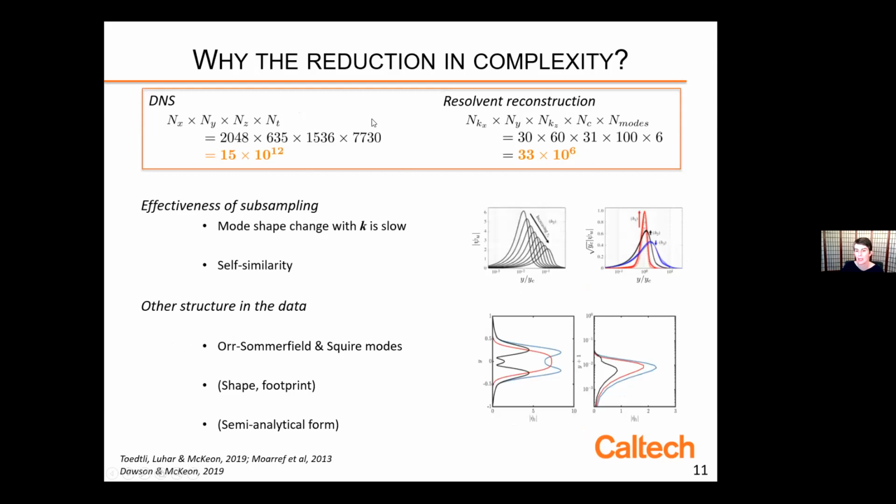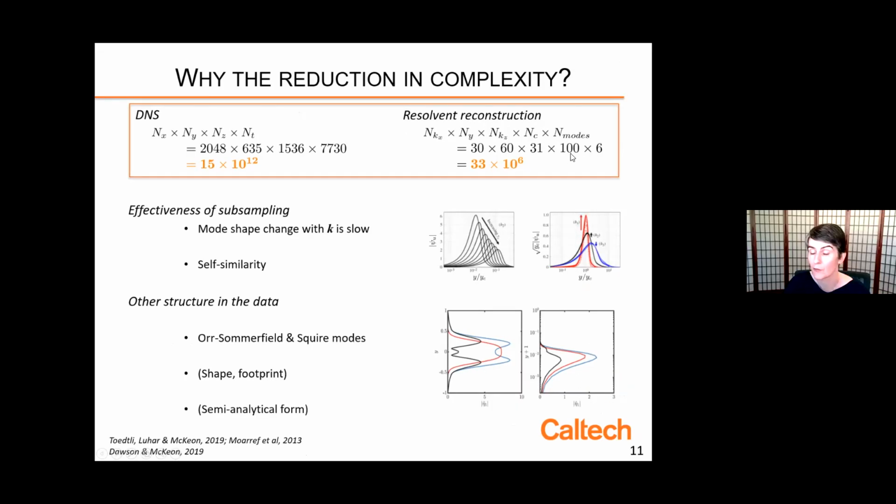Here are those numbers again, just put up at the top. So let's take a look. First of all, we're going to reduce the number of Y points. We reduce the number of wave numbers that we take a look at, and the number of frequencies. And we use a 6-mode representation here. So why can we do this subsampling?